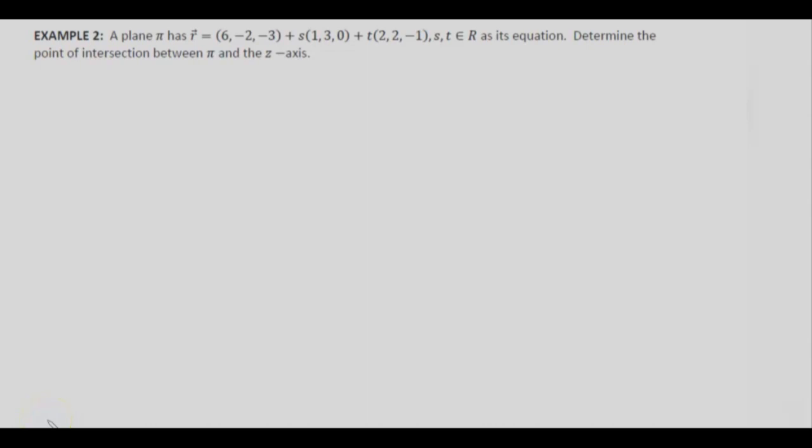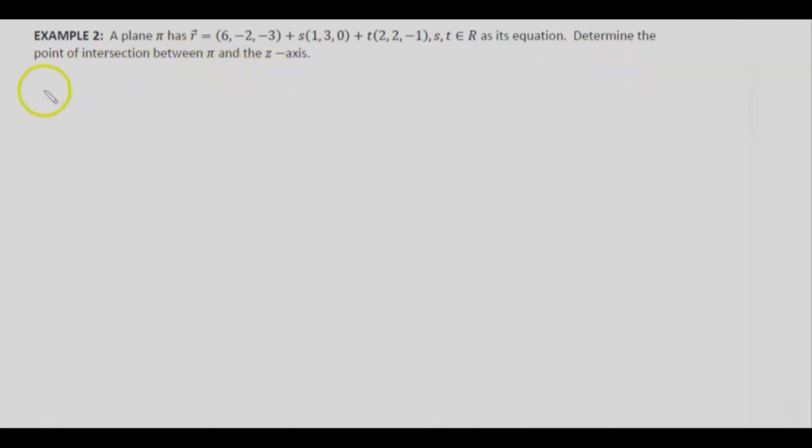Example 2, a plane pi has r equals, so this is going to be the vector equation of this plane, 6, -2, -3, plus the parameter s and a direction vector, plus the parameter t and a direction vector. Okay, and s and t are elements of the real number system. So the plane has this vector equation as its equation. Now our task is to determine the point of intersection between pi and the z-axis.